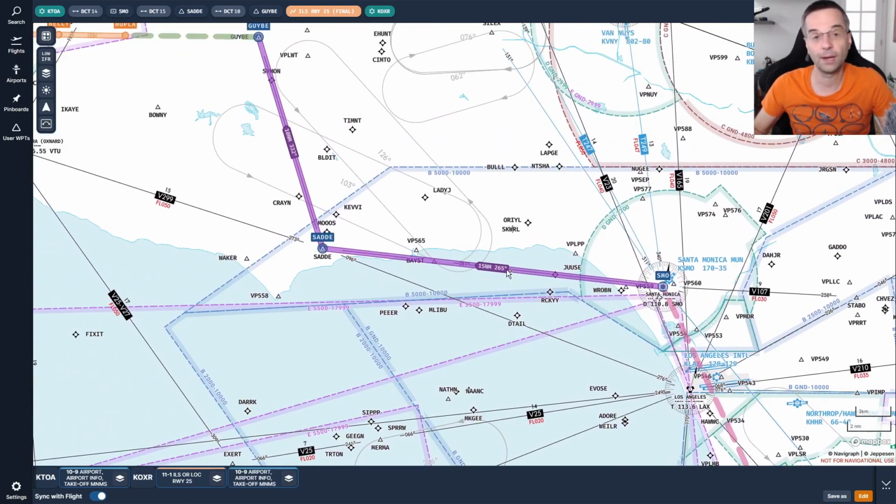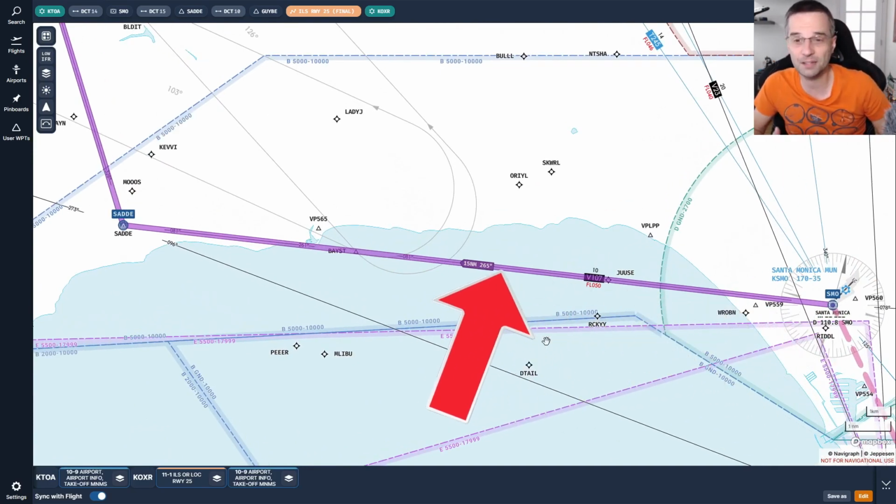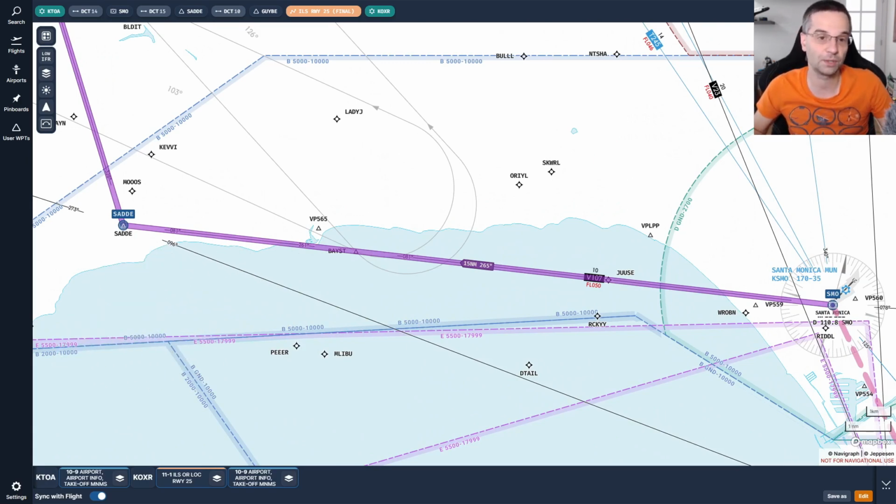You can think of an airway much like a highway. It's a predefined route on the chart that makes it easier to keep spacing between planes, and it allows us to get from one airport to the other, although not always in a very direct way.